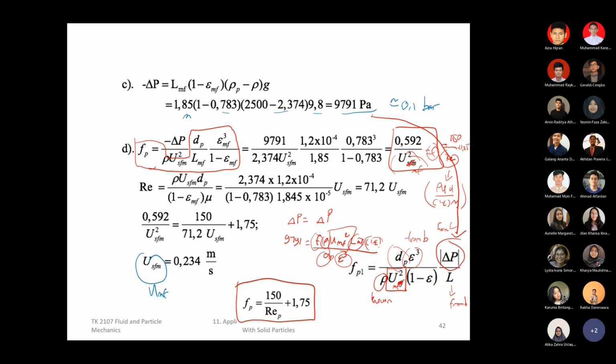So now you eliminate the F part, because F now is substituted with Reynolds, and Reynolds is substituted with rho U D per 1 minus epsilon and mu. And in this equation, now the only thing that has not been solved is actually the U part. Okay, so it's like solving a quadratic expression. So that's the Reynolds.